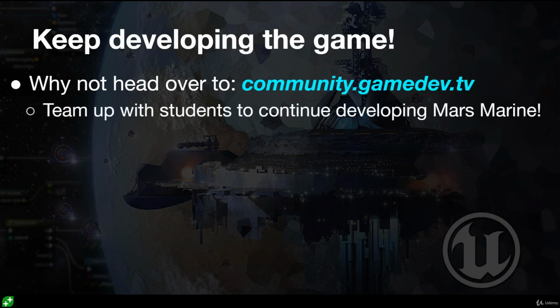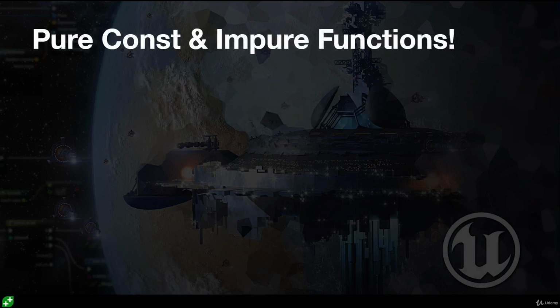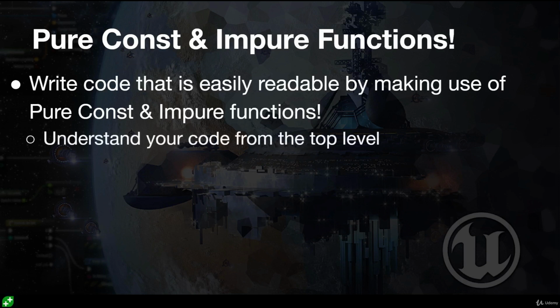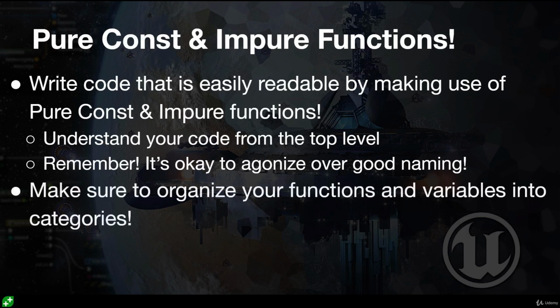If there's one thing I want you to take away from this section, it's the use of pure const and impure functions. By writing good readable code that's collapsed down into these functions, you can hide all the messy details and easily understand your code from the top level. We've created a few variables and functions across our classes. Just make sure that these have good names that describe them, and take some time to organize them into categories.